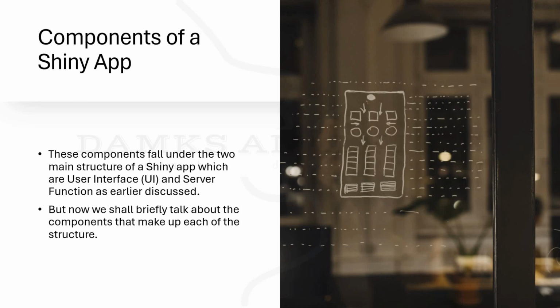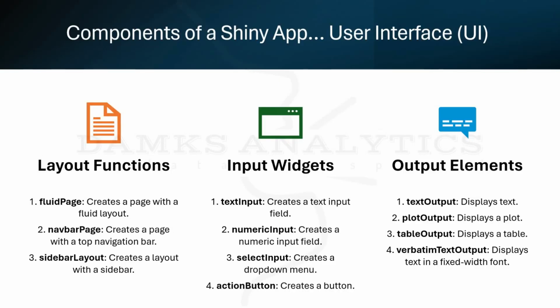Now the components of Shiny are basically functions. You have different types of functions that you call into each of these structures, I mean the user interface and the server function. From that, you will have different functions within each of the structures, I mean the user interface.